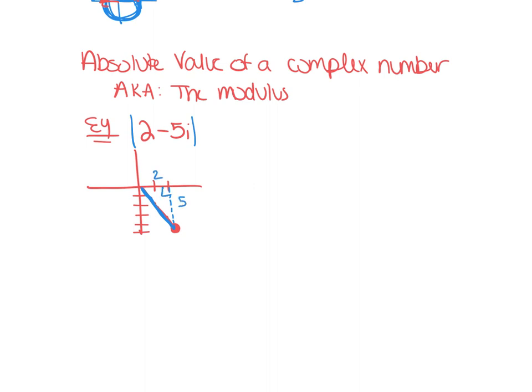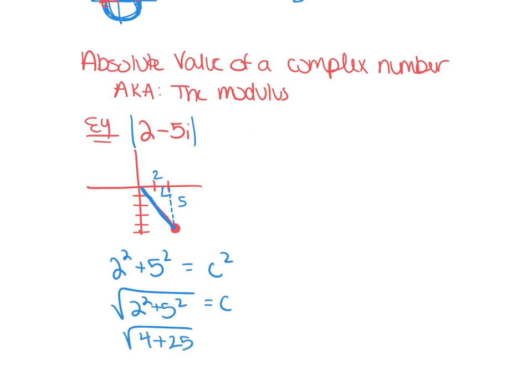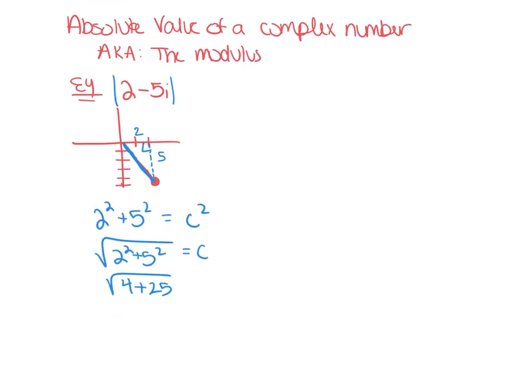It's your Pythagorean theorem. So we would do 2 squared plus 5 squared equals that distance squared. I'll just call it c squared. And to solve for c, it's the square root of that. So we get 4 plus 25, and the distance that that number is away from the center is the square root of 29.